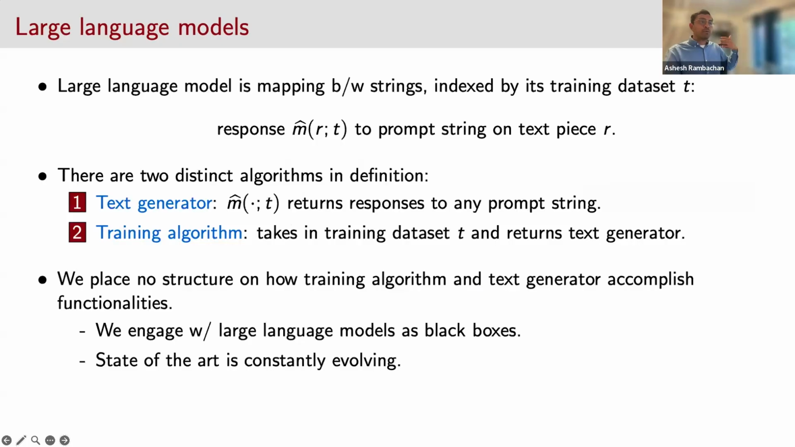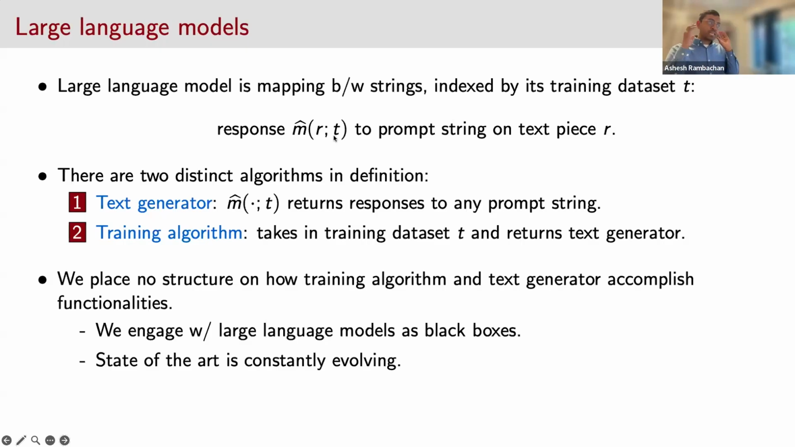So now let me try to formalize this notation I've been using sort of very shorthandedly throughout the slides. Now, I just want to think of a large language model as some mapping between strings or text pieces in the dataset, m hat, to some responses. And importantly, that mapping is going to be indexed by whatever data the large language model was trained on, that I'm going to denote by T.